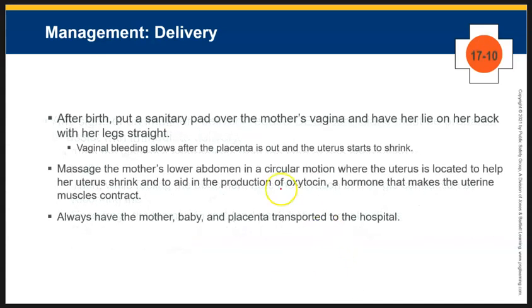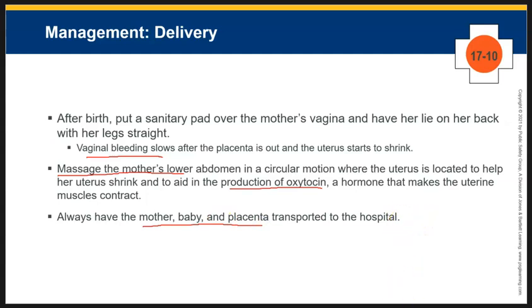Now, after birth, we want to recognize that some vaginal bleeding may occur. It typically will end after the placenta has been delivered. And as stated previously, massage of the lower abdomen can allow oxytocin to be released, and that will trigger contraction of the uterine walls, and that can help stop some of this blood flow. The mother, the baby, and the placenta should all be transported to the hospital.